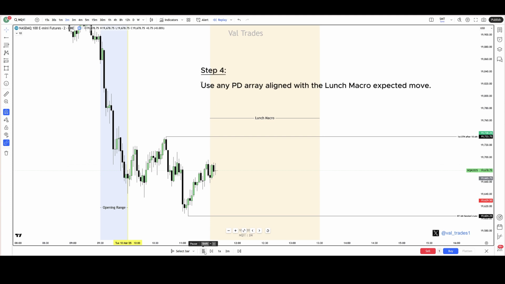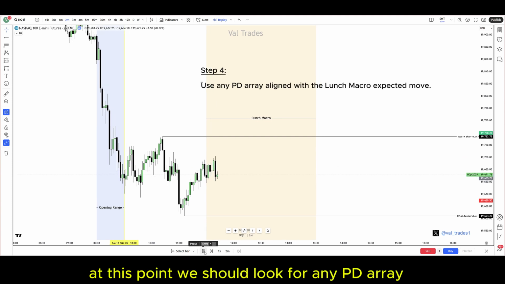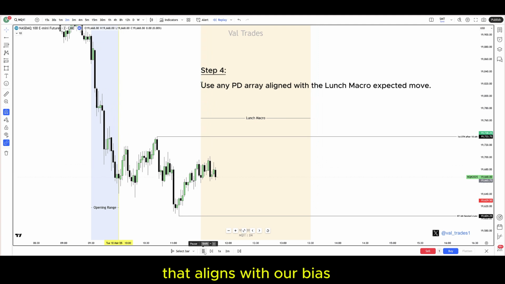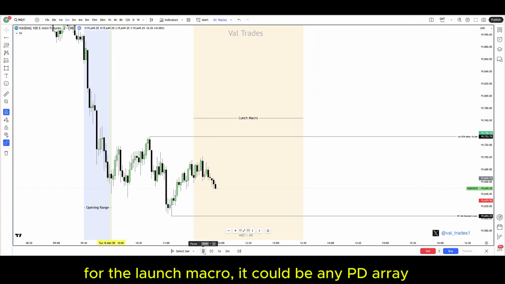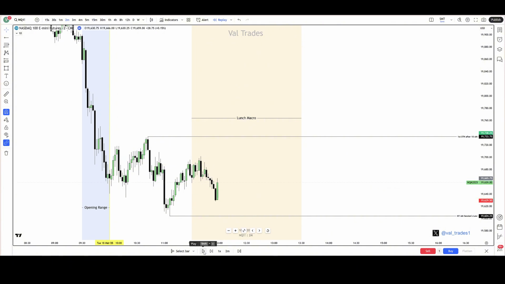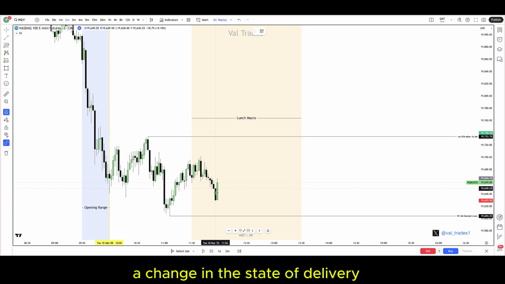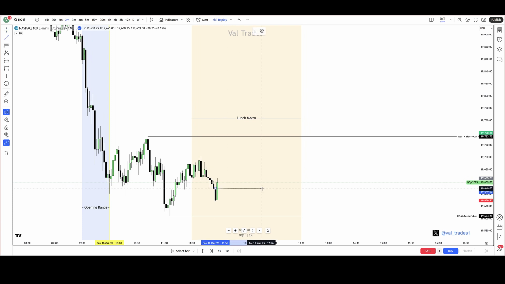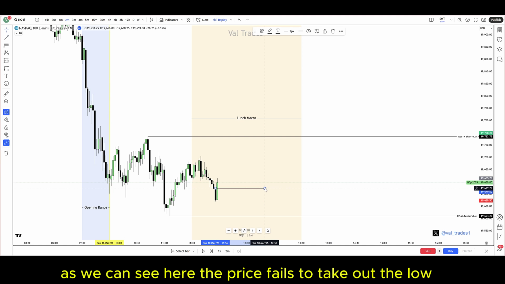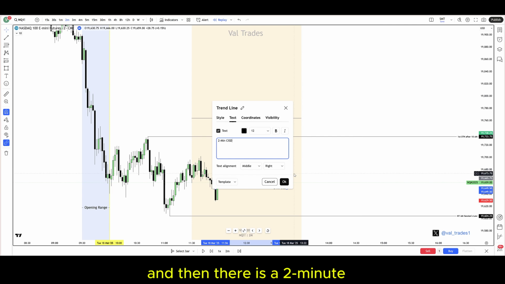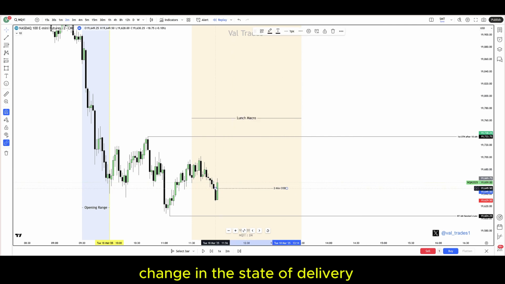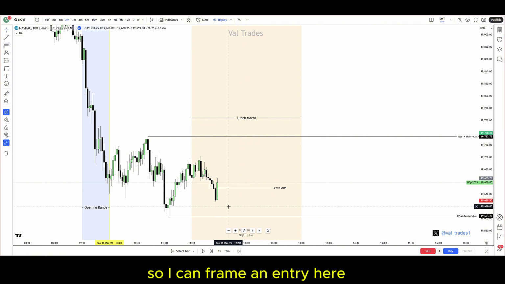Step 4. At this point, we should look for any PD array that aligns with our bias for the lunch macro. It could be any PD array, a fair value gap, a breaker, a change in the state of delivery. As we can see here, the price fails to take out the low, and then there is a 2-minute change in the state of delivery. So I can frame an entry here.